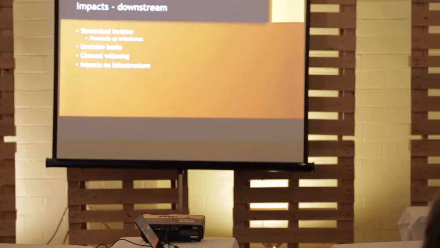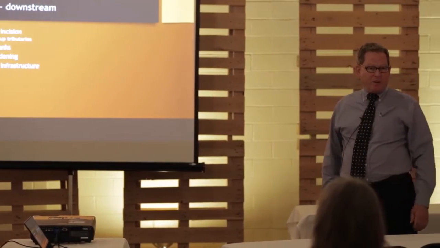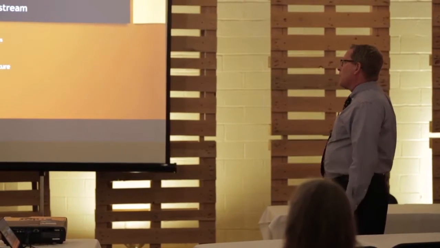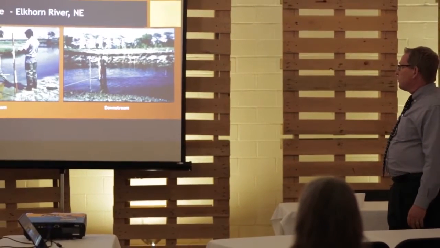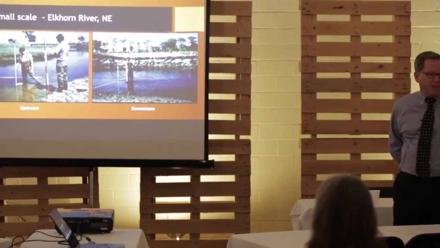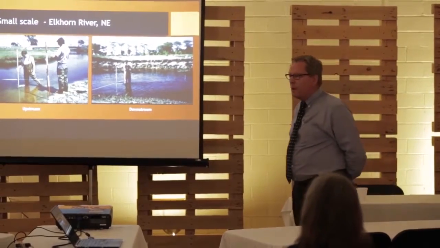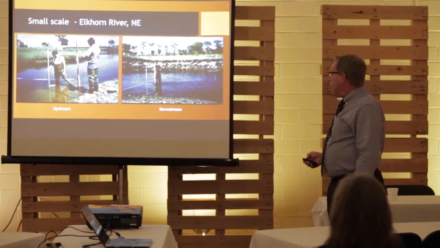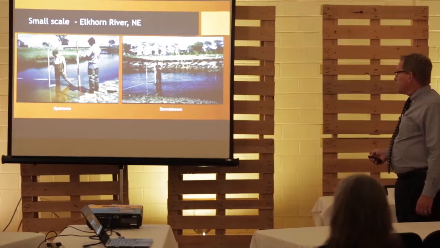How about downstream impacts? This is something you may not have thought of a lot because it's so obvious what you're concerned about here. But those include streambed incision that precedes up tributaries, banks, channel widening, impacts on infrastructure. Here's a small-scale example. The lower Elkhorn River in Nebraska, not too far from here. The dam is about 5 feet high. And as we look at the bed and banks upstream, notice how well vegetated and stable they are? These are what the banks look like downstream.